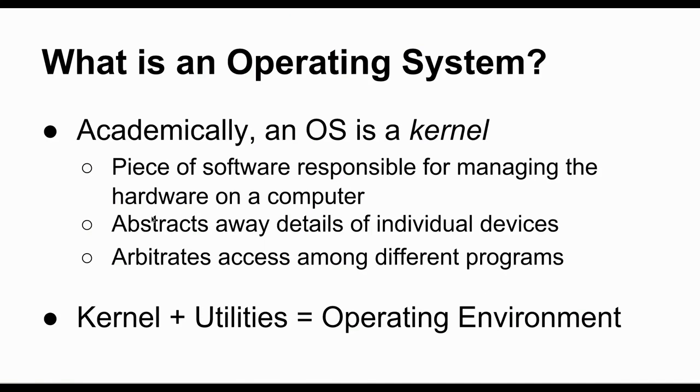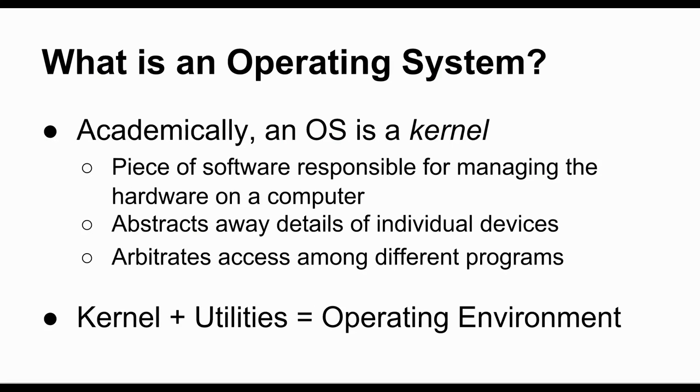To answer the question about what Linux actually is, we need to ask what an operating system is. Academically, an operating system is a kernel. And the kernel is a piece of software responsible for managing the hardware on a computer. This operating system, or kernel, abstracts away details of individual devices so that we don't need to know every little detail about every little hardware device we have in order to use it. For example, we don't really need to know what the difference is between a hard drive and a flash drive to store a file on it.